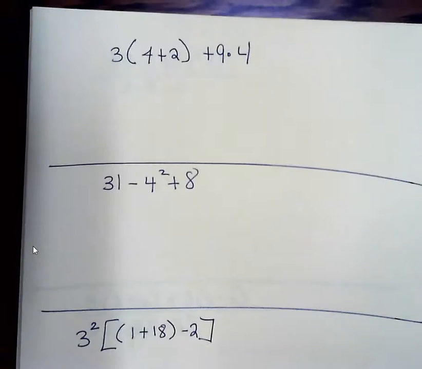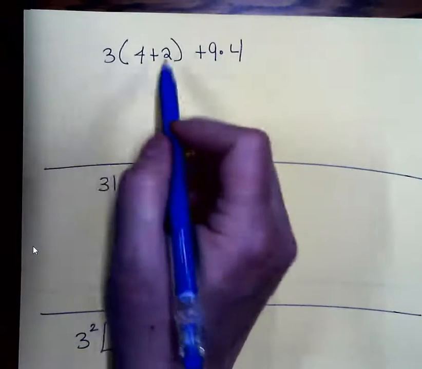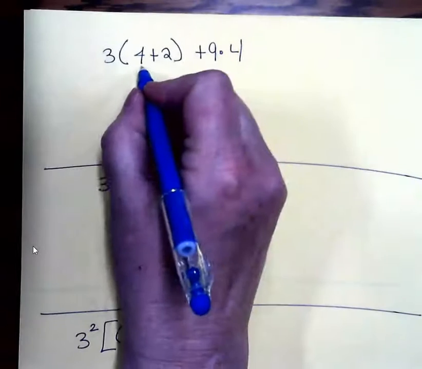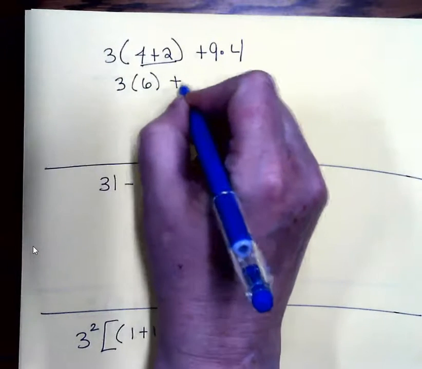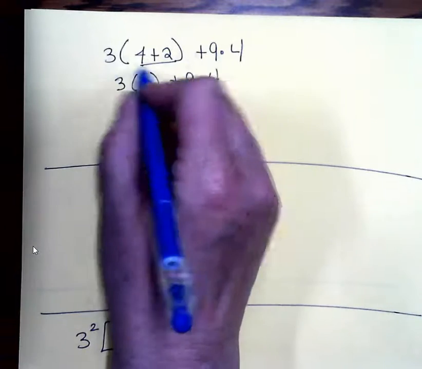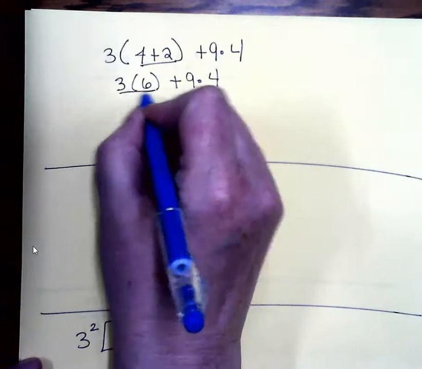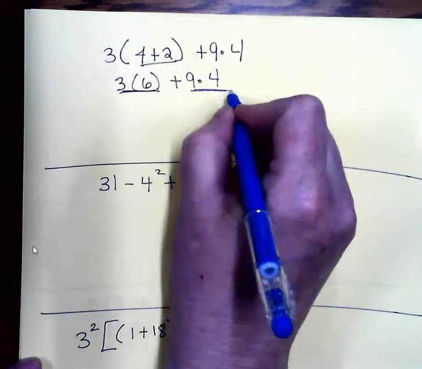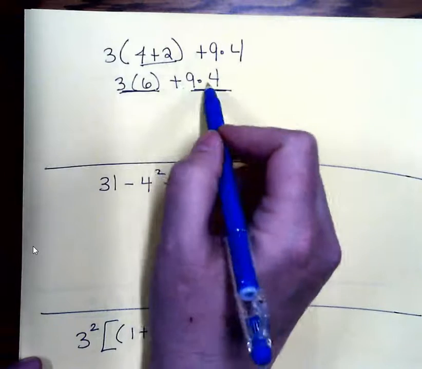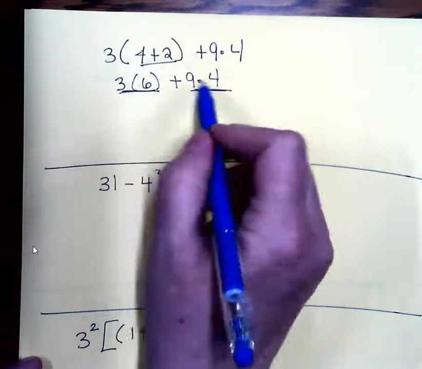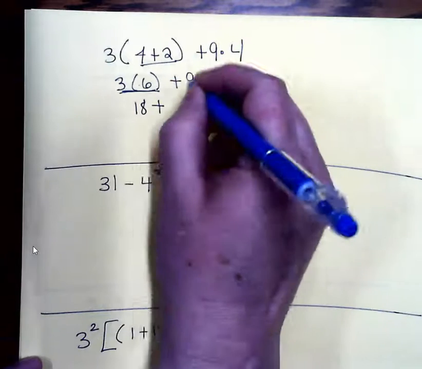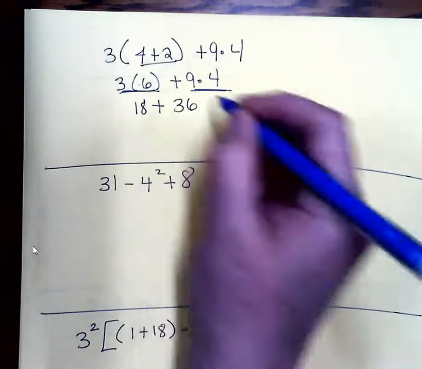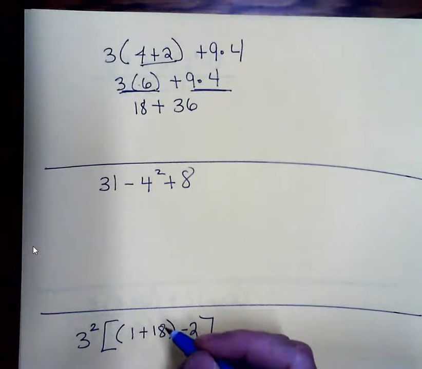All right, this one, I would do parentheses first. So what is 4 plus 2? 6. Now this is the same thing as multiplication. So I'm going to do this, and I'm going to do this as well because once again, they are independent of each other and neither one of those answers will matter. So 3 times 6 is 18, and 9 times 4 is 36. And then when you do 18 plus 36, you're going to get 54.